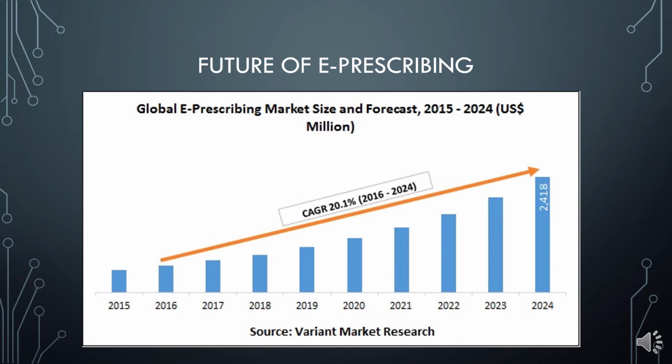The vision is to have a fully electronic process for prescribing and dispensing involving all physicians, patients, and dispensing pharmacists, allowing the patient increased influence, with improved quality in drug utilization and better cost effectiveness. As this chart shows, from 2015 to 2024, e-prescribing continues to grow year by year.